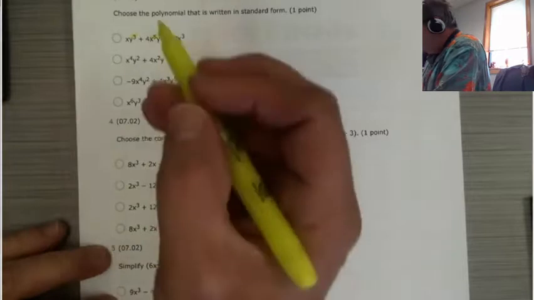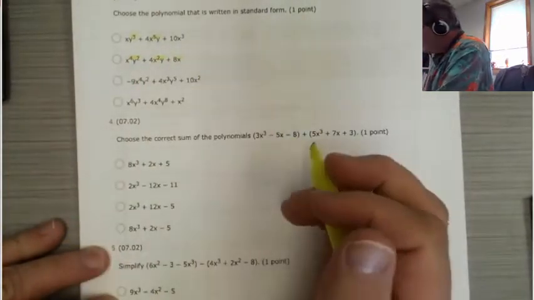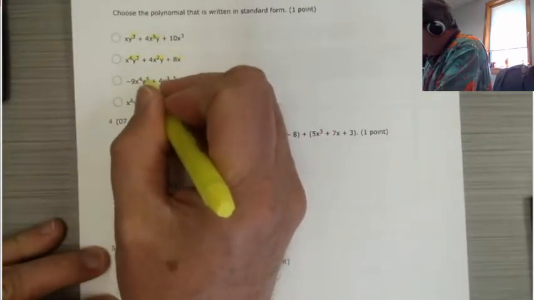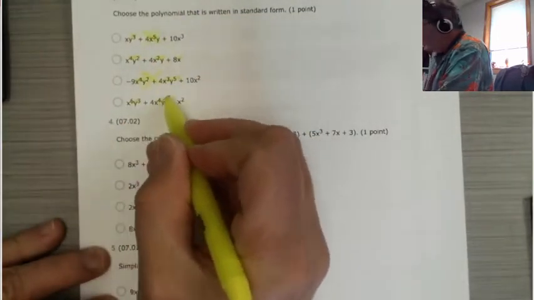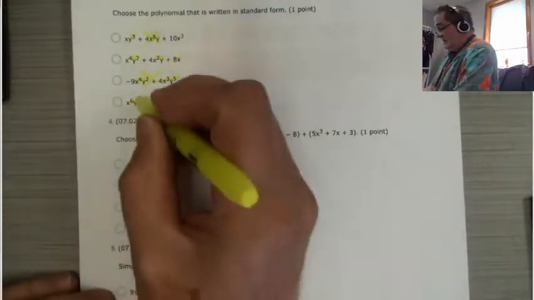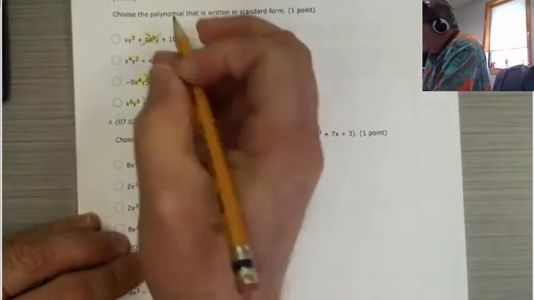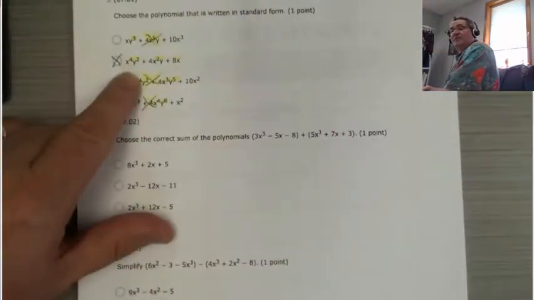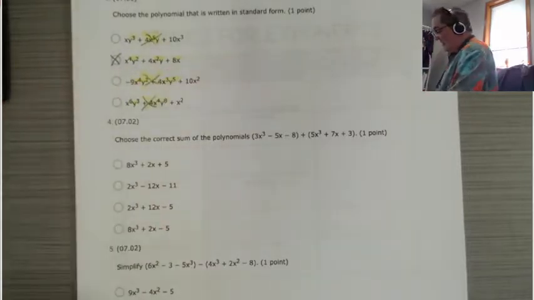So that is wrong. How about this one? This was a sixth degree, and then a third degree, and then a first degree. This one looks right. Let's check. 4 and 2, that's a sixth degree, followed by an eighth degree. So that can't be it. And this is a ninth degree, followed by a 12th degree. That can't be it. So since these go up, this is the only one that's in standard form. It's decreasing in degrees as it goes from left to right.